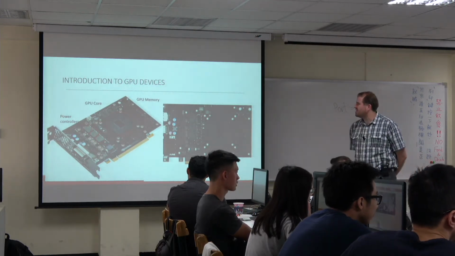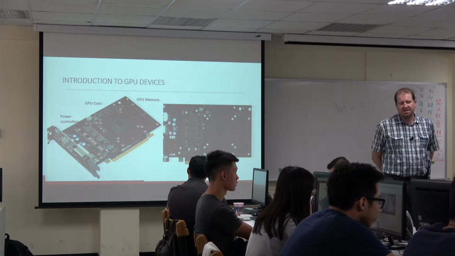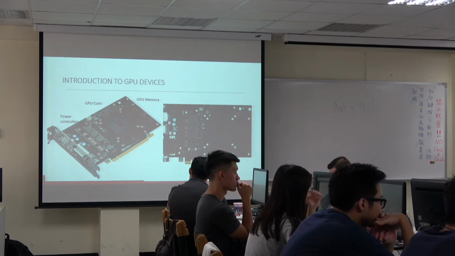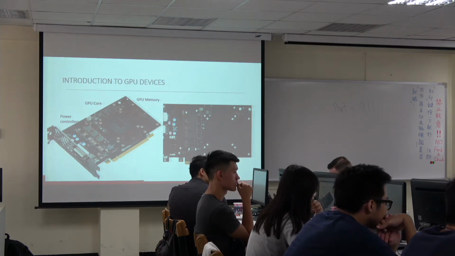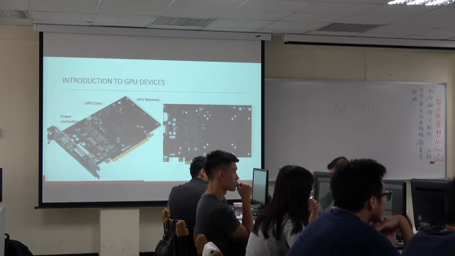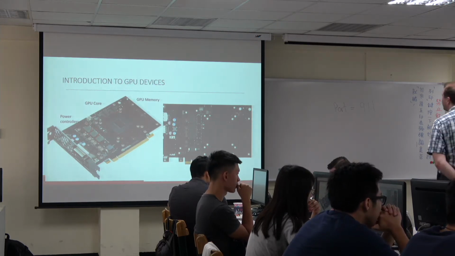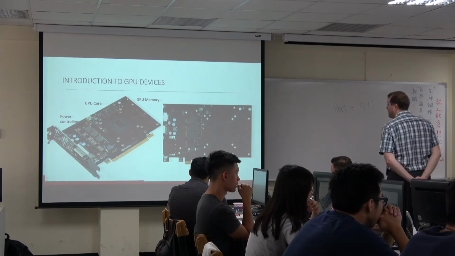On the left-hand side there, you can see I've highlighted different sections. The actual core itself, the collection of streaming processors which makes up a GPU core, is highlighted there in the center. All around the outsides are the memory for that device. You've got power controllers on the left. You've also got other controllers and other things which go onto that board.